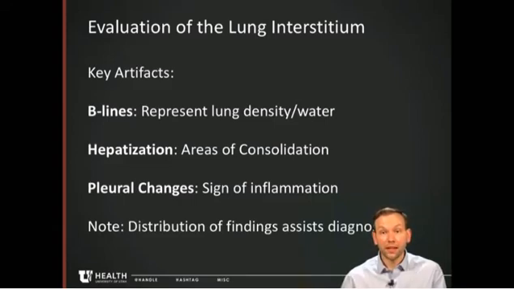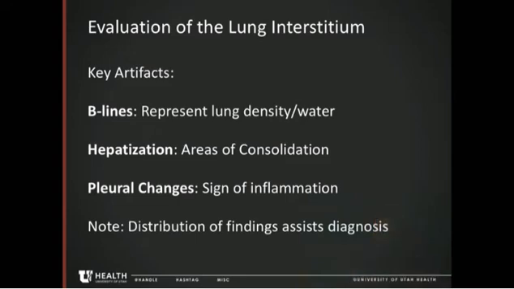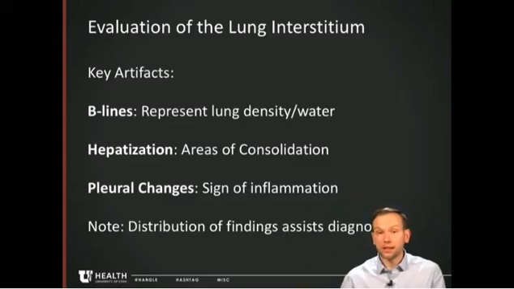Now the important thing is that as you move from looking at pneumothorax and ruling in or out pneumothorax, the distribution of your findings becomes more important. If we're looking at the lung interstitium as a whole and asking the question, what's going on with our lungs, we actually need to look at several areas of the lung and compare those areas to help us make a diagnosis. And so there are 4 zone ways of doing it.